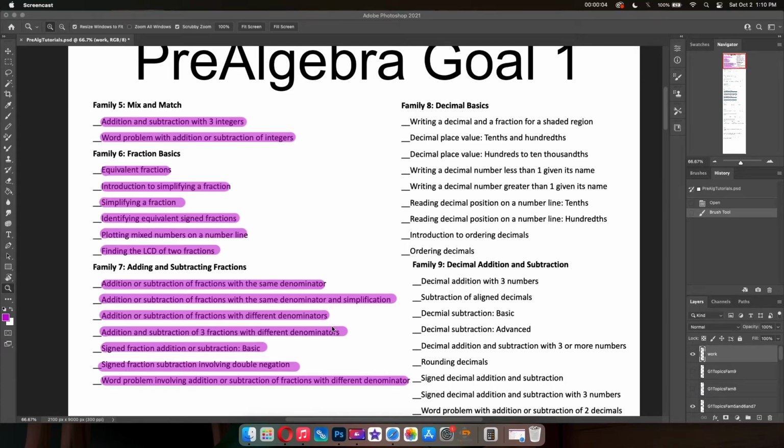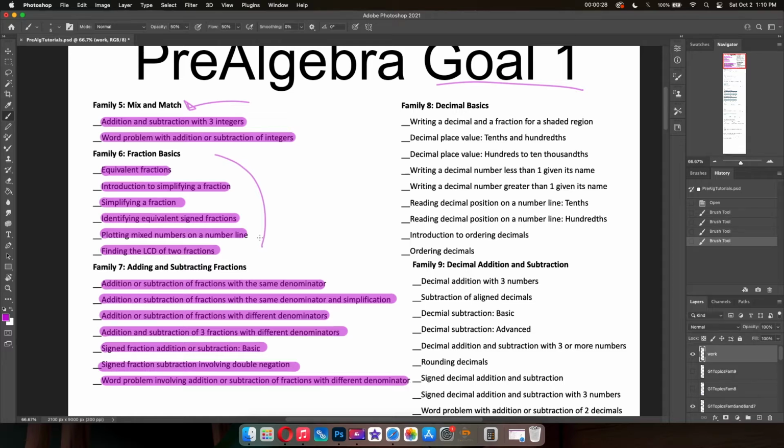That's a whole lot of topics up there on the screen, but what we're going to be doing is continuing our work through pre-algebra goal 1. Specifically, we've been dealing with some of the basics of addition and subtraction, and now we're going to start moving on. We want to add to that skill set. We're going to first start with some basic mixing and matching, but then after that, we're going to be moving into fractions, which I know is everyone's favorite subject.